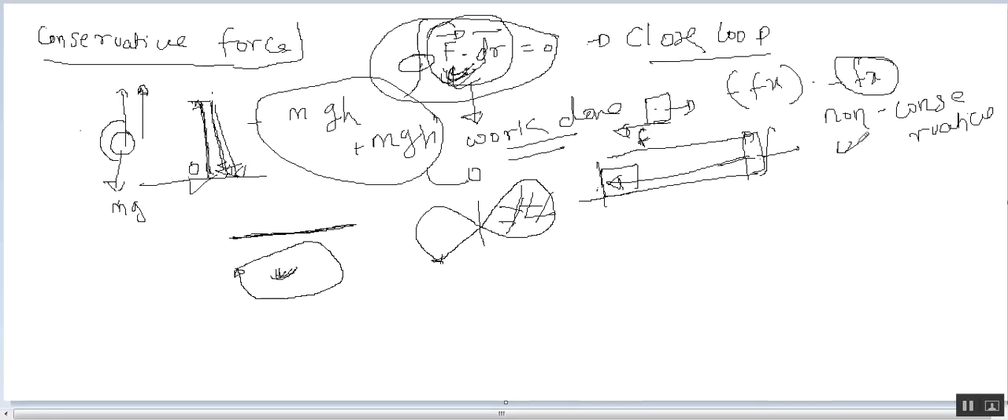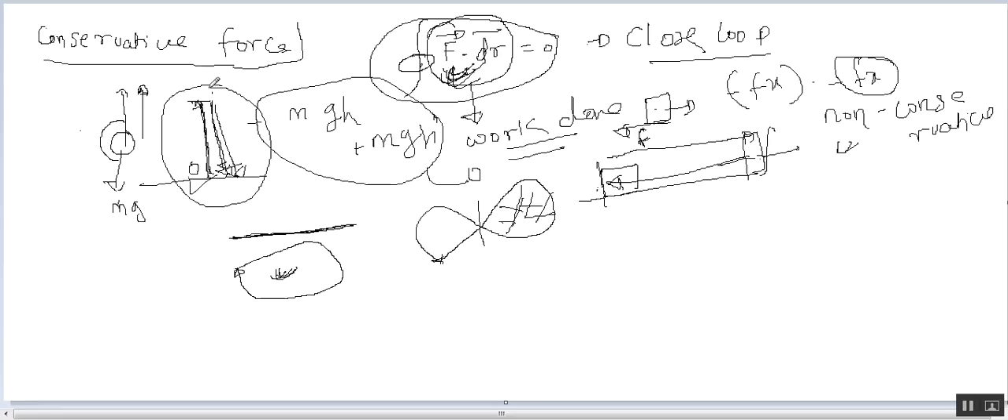In a conservative force, work done in a closed loop should be 0, and in a non-conservative force, work done in a closed loop should not be 0. And this happens in the whole region.